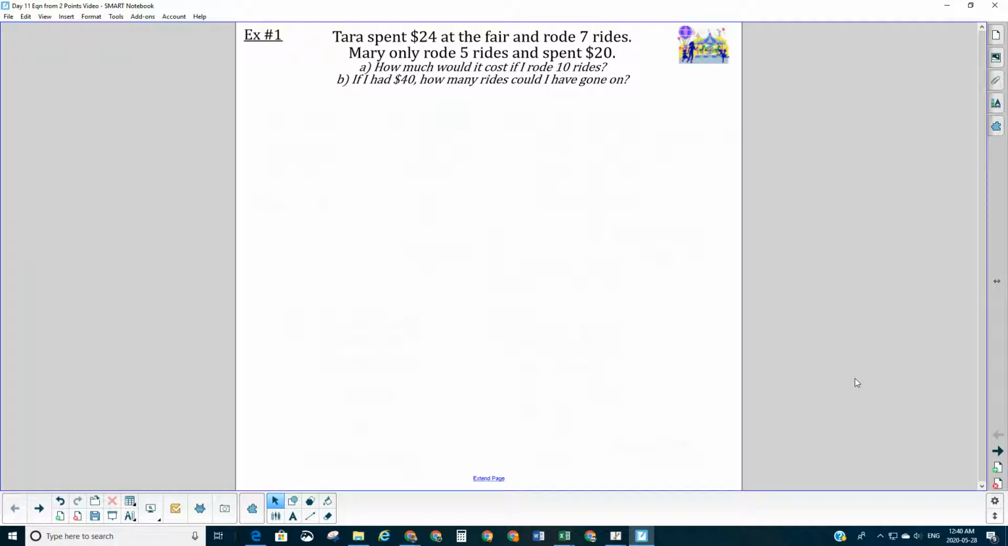So as always, we're going to start with another example talking about rides, but we're going to use a little bit of what we learned yesterday in the last lesson and just go one step further. So we'll look at this scenario here. It says Tara spent $24 at the fair and rode 7 rides. Mary only rode 5 rides and spent $20. And then there's a couple of questions about this.